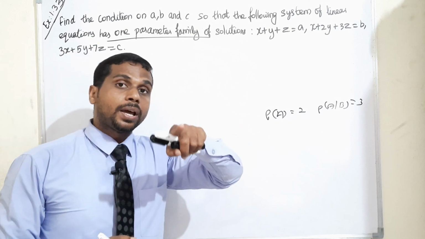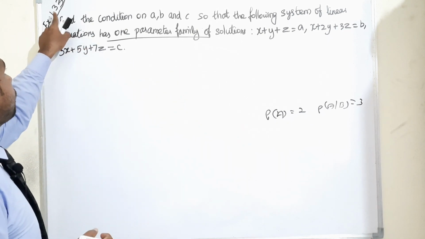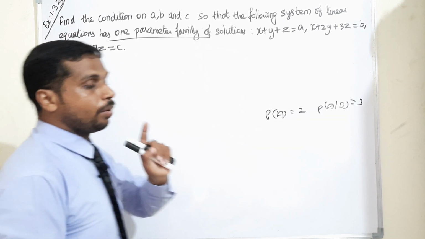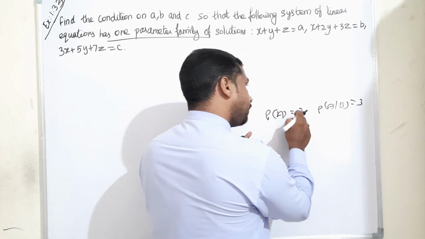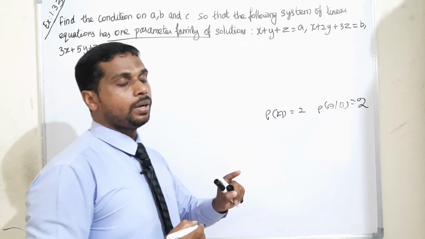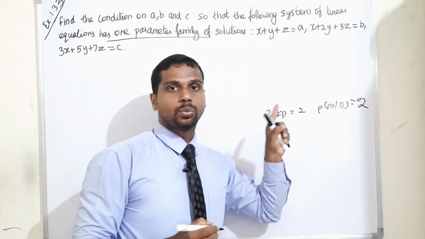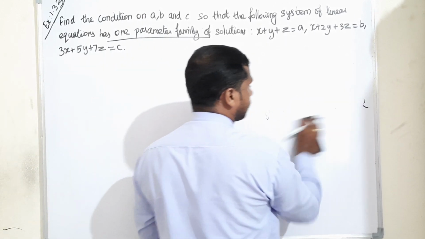If it is a one parameter family of solution, it means we have proved example 1.31. We have to show a one parameter solution. How? Rank of A must be true, as well as rank of A with B. Then only we can consider z equal to t. At that time we can say it is a one parameter family of solution. So first we'll check what answer will come.